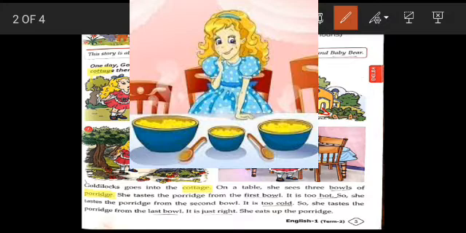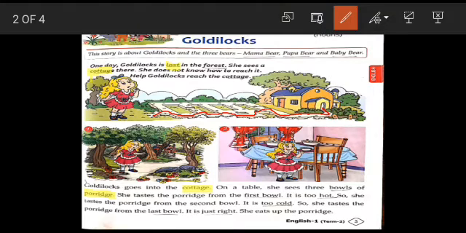So do you think the porridge which is in the big bowl belongs to the Papa Bear? And the bowl which is medium in size belongs to the Mama Bear. And the porridge in the bowl which is too small belongs to the Baby Bear. Do you think whose cottage that is? The cottage belongs to the bear family.